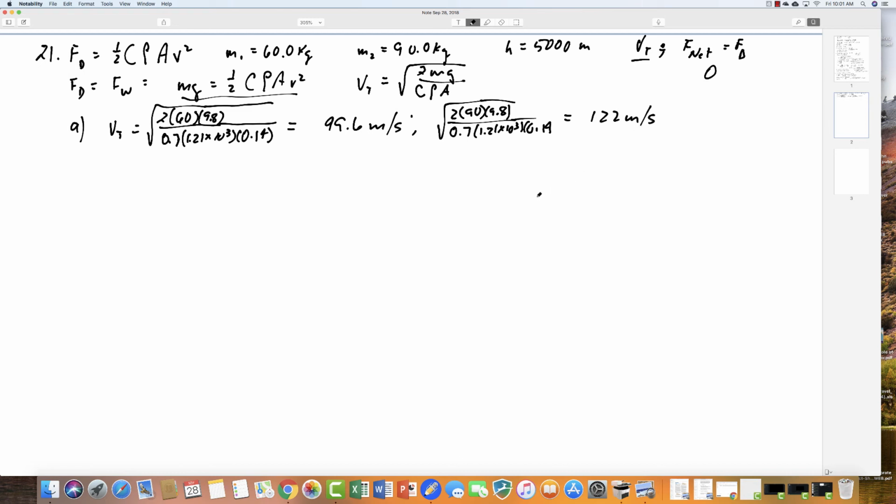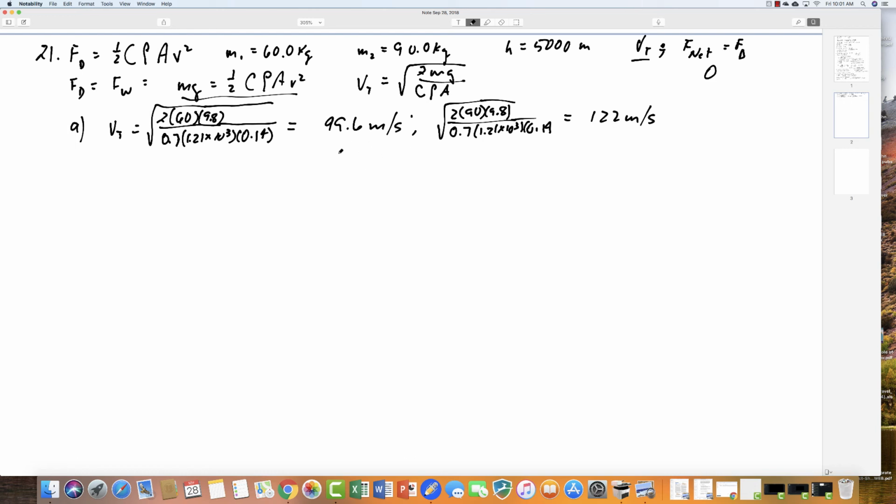Now, by the way, these are ferociously fast speeds, which means when they hit the ground, there's not going to be much left, except for a few teeth that are probably broken in pieces.